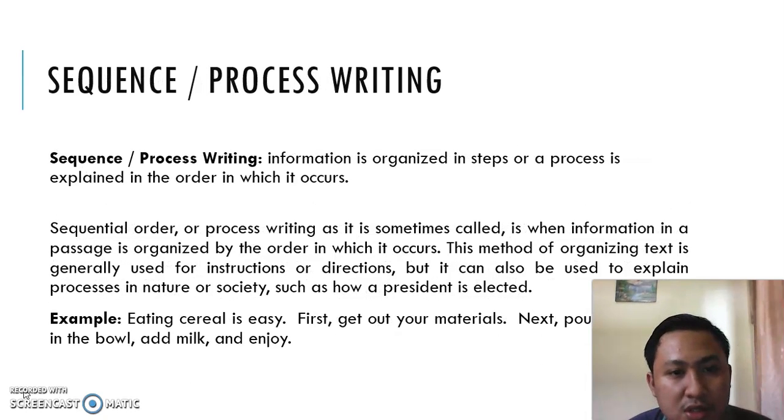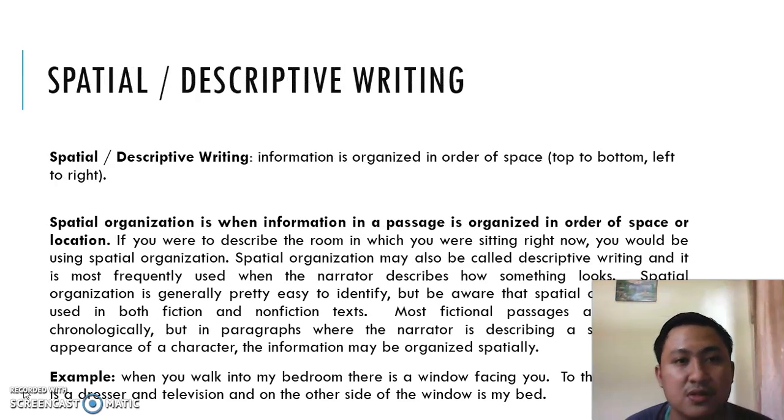Sequence and process writing. Sequential order, or process writing as it is sometimes called, is when information in a passage is organized by the order in which it occurs. This method of organizing is generally used for instructions or directions, but it can also be used to explain a process in nature or society, such as how a president is elected.